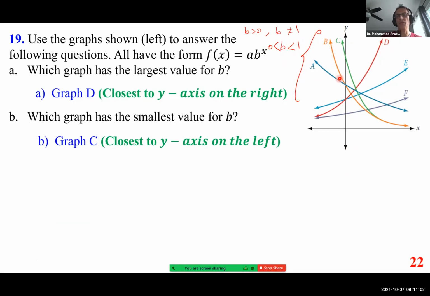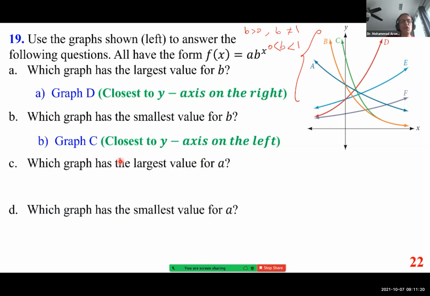I hope you see on the left side, graph C is closest to the y-axis. So look at the y-axis. The one on the right, the closest is D. The one on the left, the closest is C. Therefore, the answers are D and C accordingly.